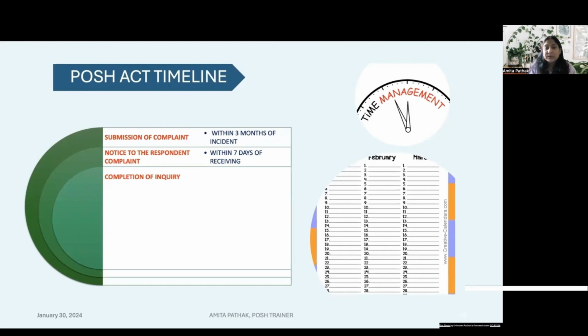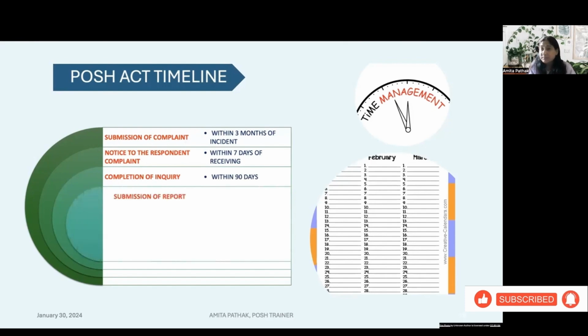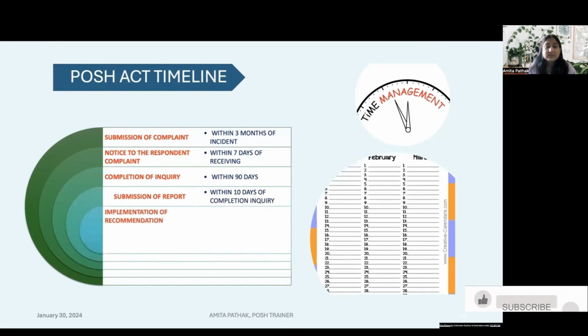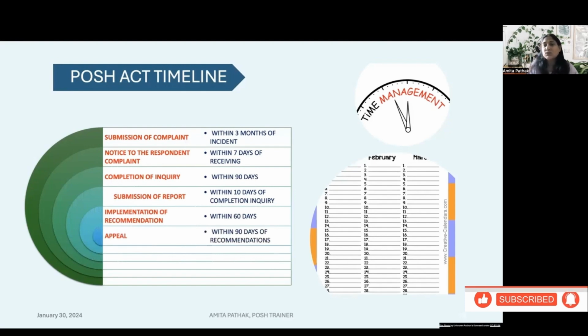Completion of inquiry. What's the time period for the inquiry? Within 90 days. Submission of report within 10 days. Implementation of recommendation within 60 days. Appeal within 90 days of the recommendation.